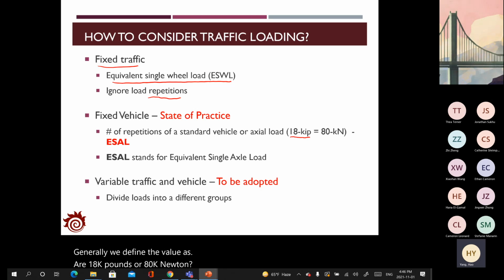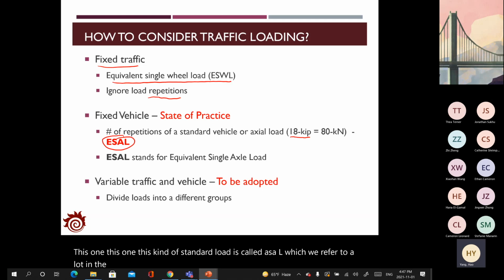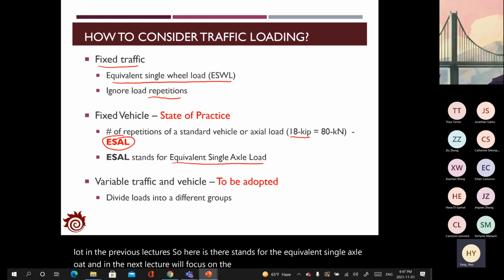This kind of standard load is called ESAL, which we referred to a lot in the previous lectures. Here ESAL stands for the equivalent single axle load, and in the next lecture we will focus on the introduction about how to calculate the ESAL for different types of vehicles and different traffic volumes.